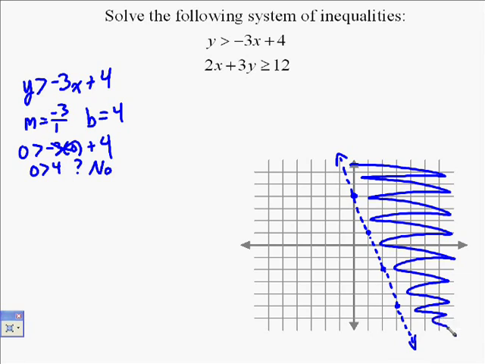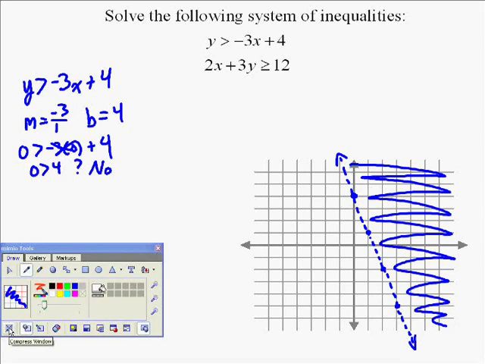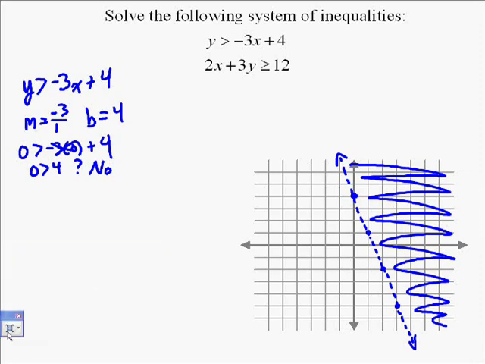And notice how I'm shading in a specific direction. That can help you. With the program I have here, I can actually change the color, which is nice, like having colored pencils to do these problems, because we're going to have to put them on the same graph. So I'm going to change to red.